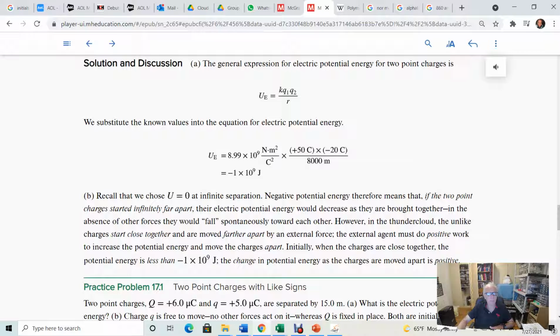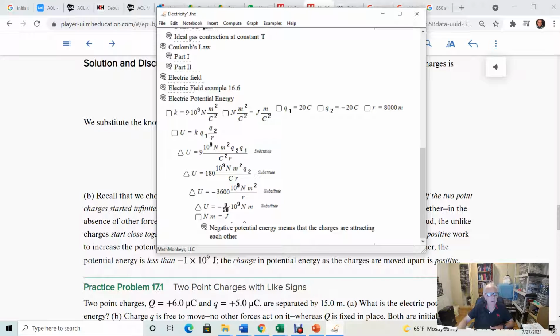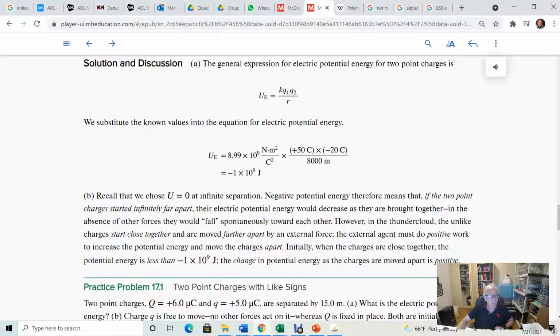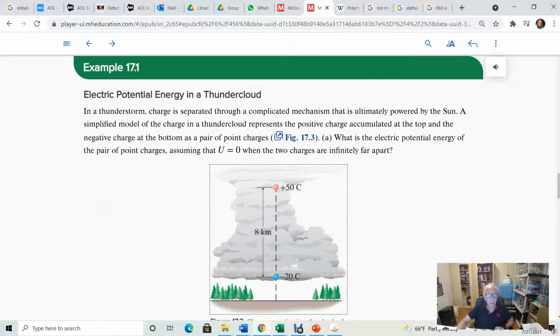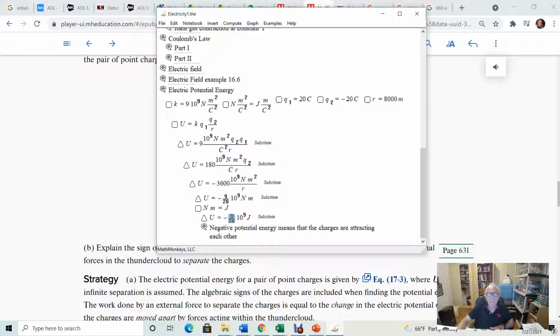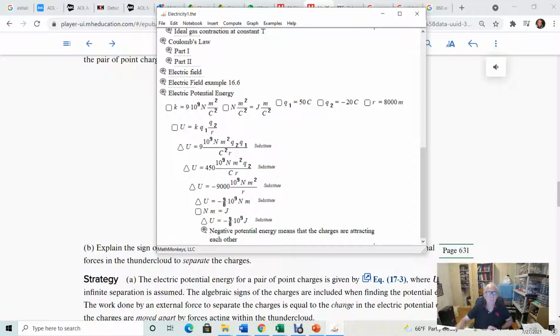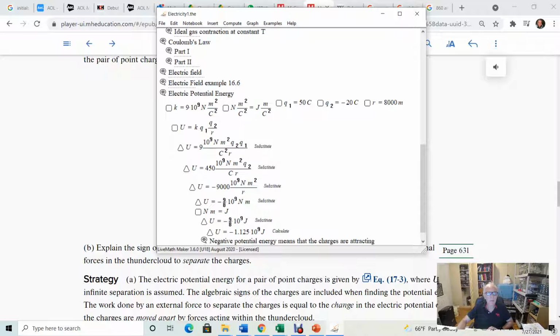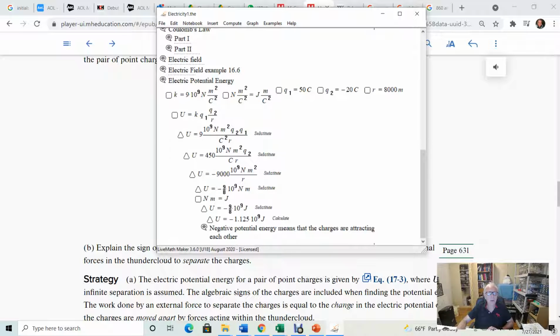So let's see, it put minus 1 times 10 to the 9. Let's see if it matches what I got. Oh yeah, I didn't put the value here. Yeah, but it's 10 to the 9. Minus 1. Why minus 1? Oh, it's 50. It's 50 coulombs and plus 50 coulombs and minus 20. Okay, plus 50 coulombs. Here you go. Now we got it. Calculate. Here you go, 1.1. It rounded that down to minus 1.